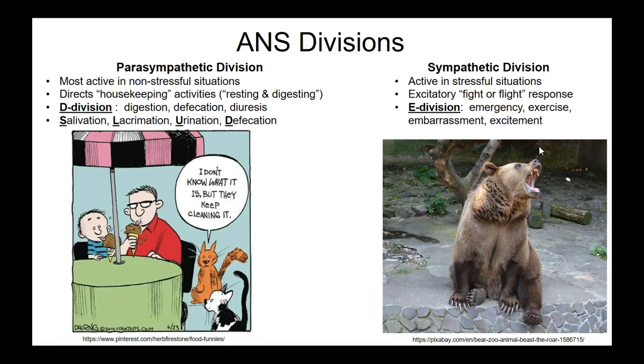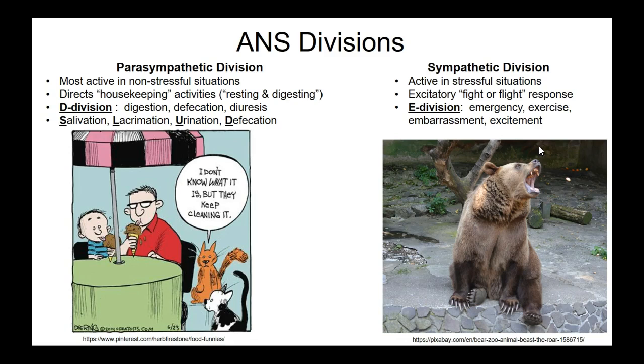So the two divisions of the autonomic nervous system are the parasympathetic and the sympathetic division. In general, they have opposite roles. The parasympathetic, so maybe you guys have heard of this, is involved with resting and digesting. So it's directing a lot of these activities we think about that keep us alive when we're relaxed, like the way you guys are right now.